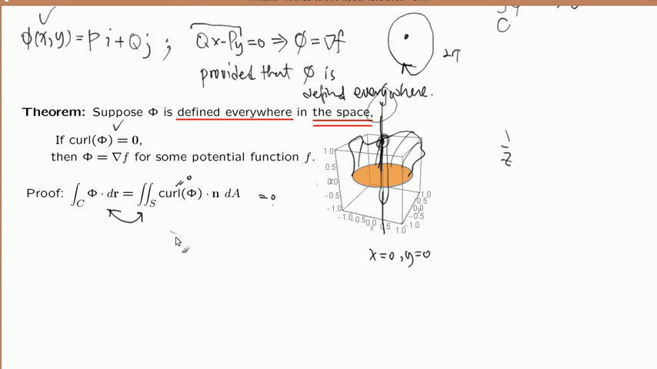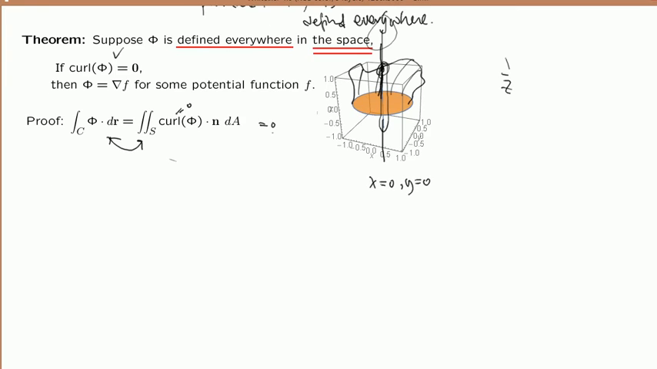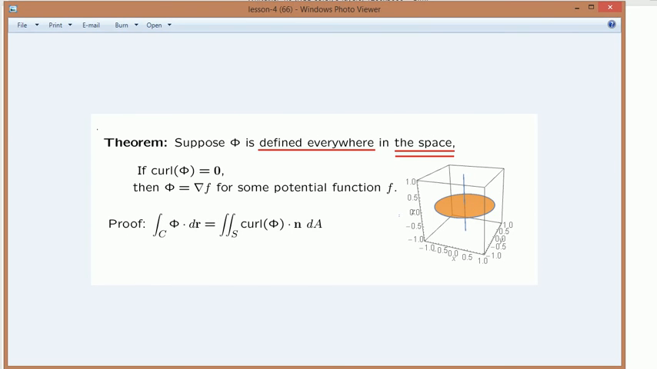Why is this necessary? We're using Stokes' theorem. Stokes' theorem relates something inside to what's happening on the boundary. For that one, we have to guarantee that it's defined everywhere. And here's an example. It's not defined everywhere, and we don't have this result. All right? So that's the problem we're going to do.